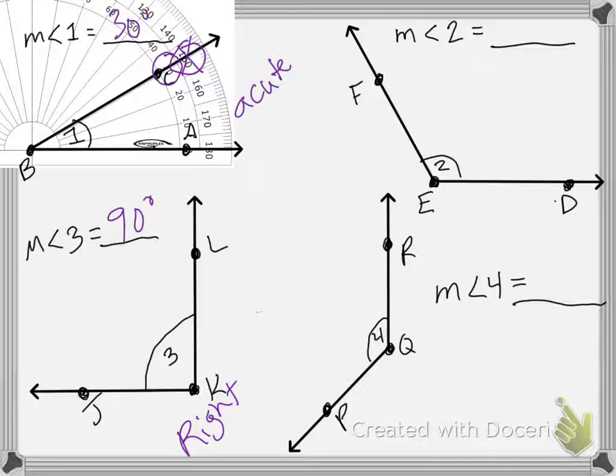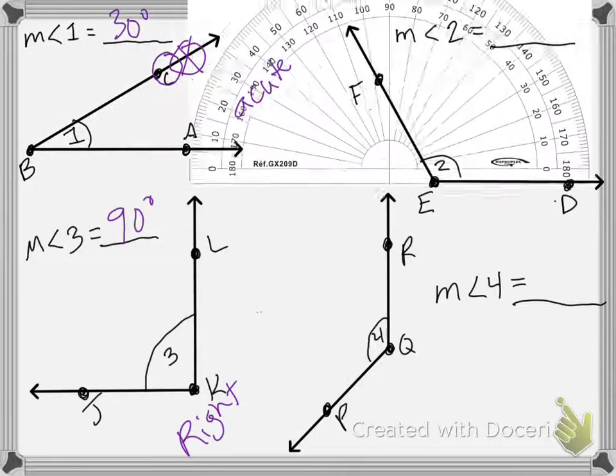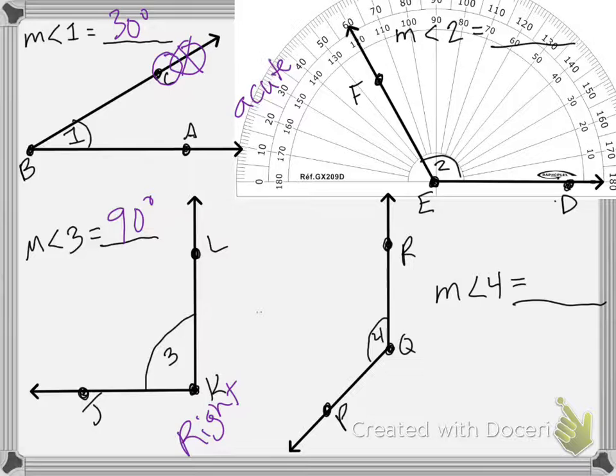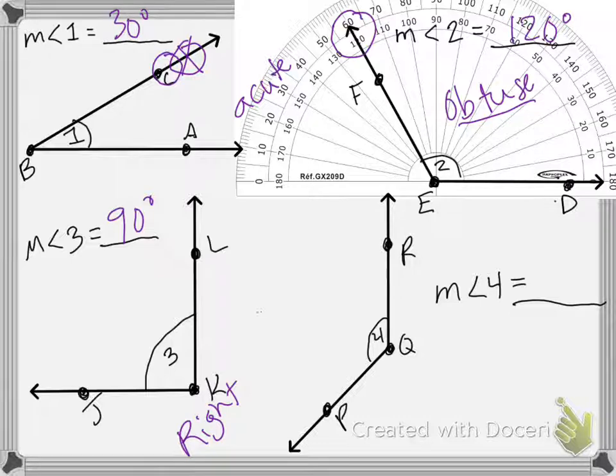Okay, so we check with the next one. With the protractor, line up the crosshairs with the vertex and make sure that one side of the angle is on the 0 line. We follow this angle up, and you can tell that this is an obtuse angle. So you have two numbers up here, 60 or 120. Since it's obtuse, this angle has to equal 120 degrees because it's greater than 90.